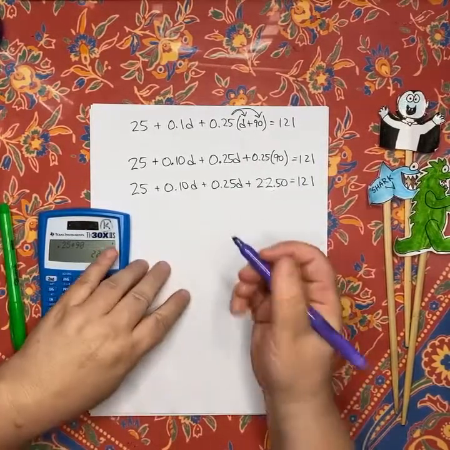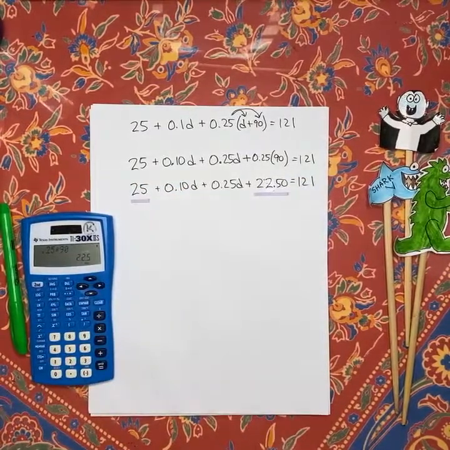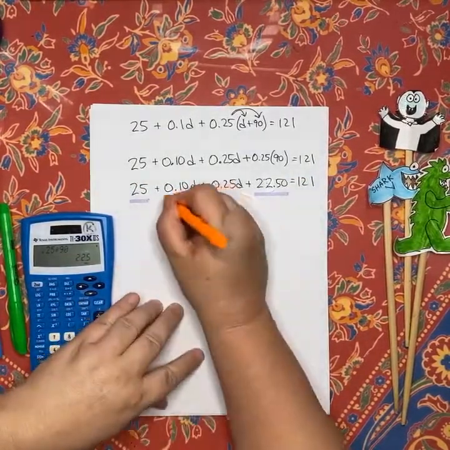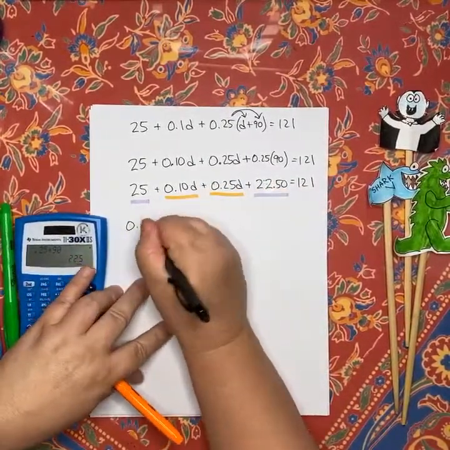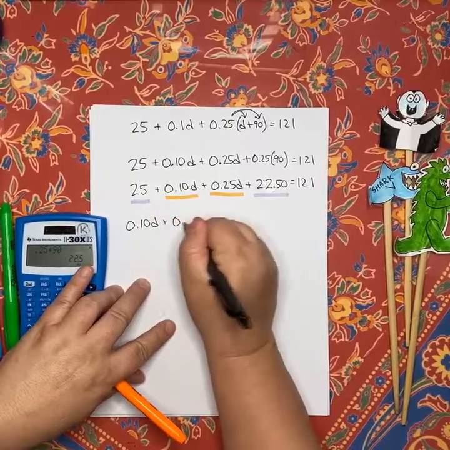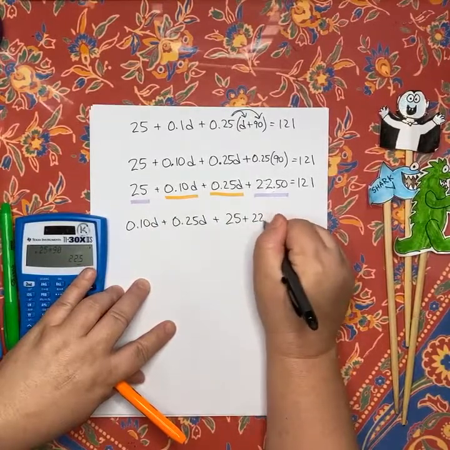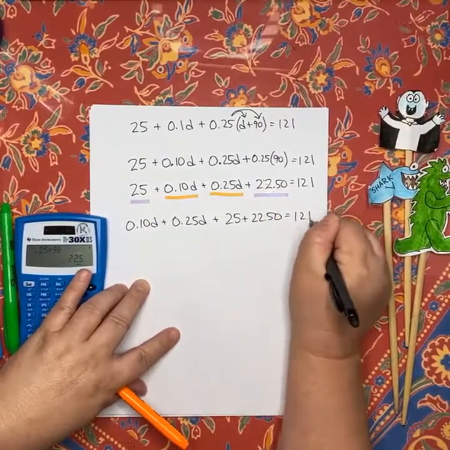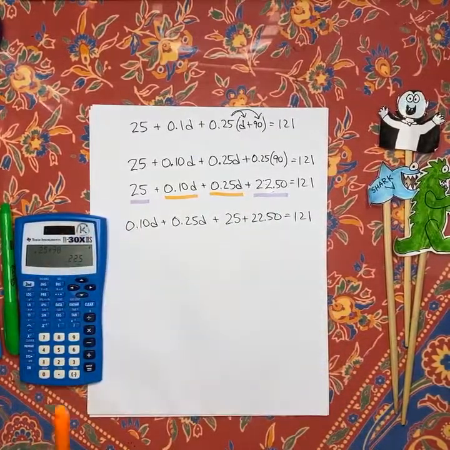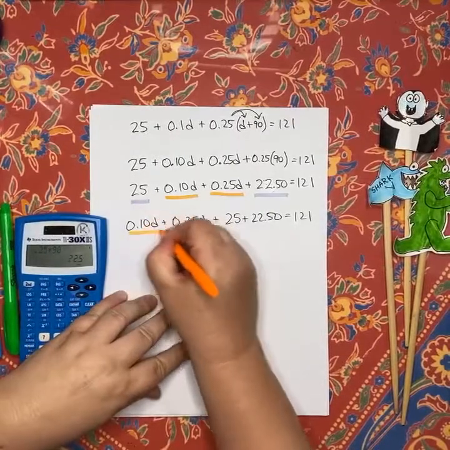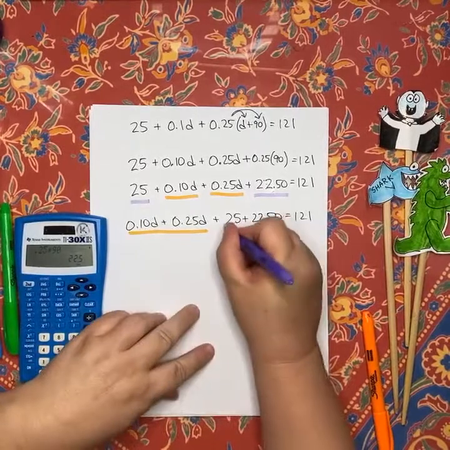I see I've got some numbers, which I can combine. And I've got some variables, which I can combine. So let's see, I've got 0.10 D plus 0.25 D plus 25 plus 22.50 equals 121. Remember this is the commutative property of addition. I can move things around so that I can get these two together, and then I can also get these two together.